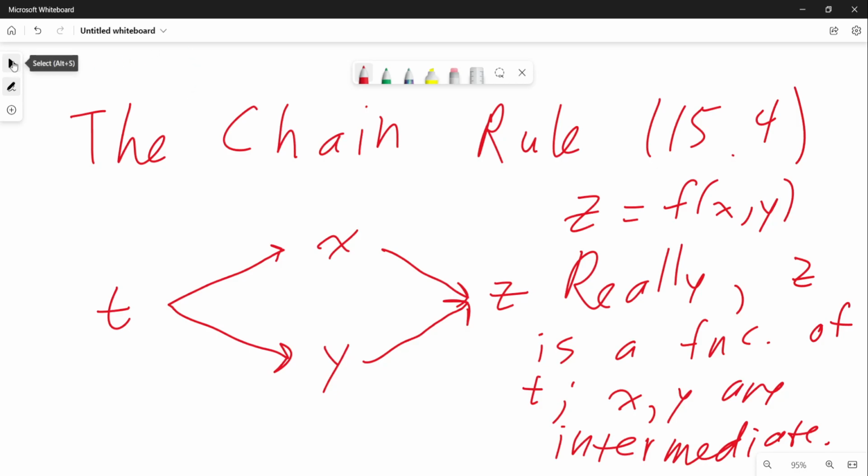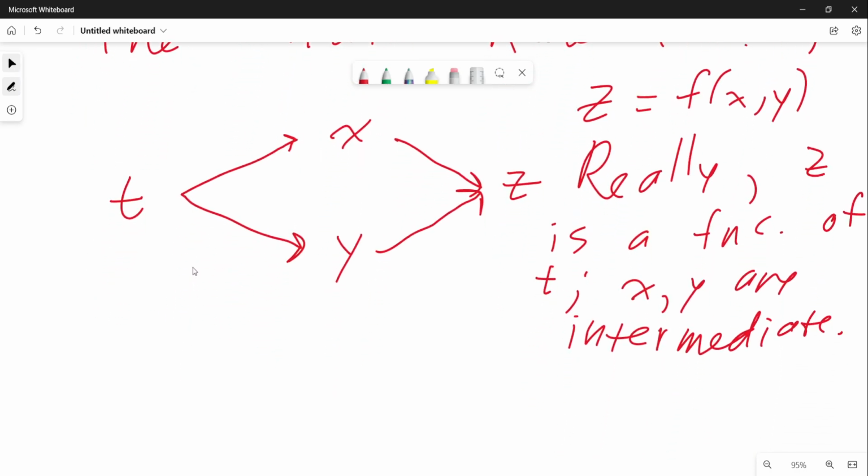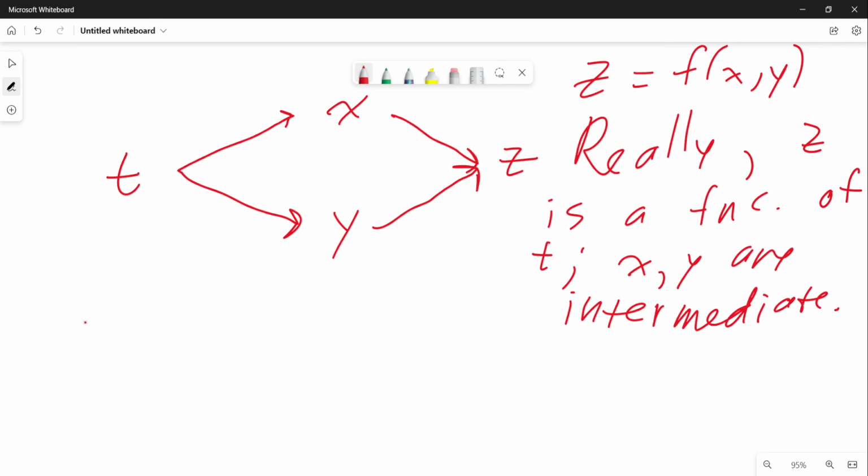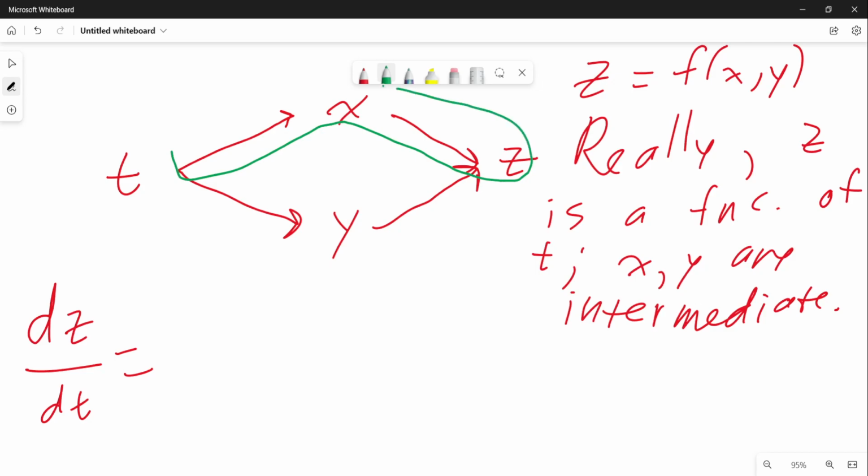So we want to say, if that is the case, what is dz over dt? T is really the thing that's driving z. Maybe it's time. And so there are two different paths that it takes to get to z. Essentially what we do is we treat each of the paths as a single variable case and add them together. So we do this first path.